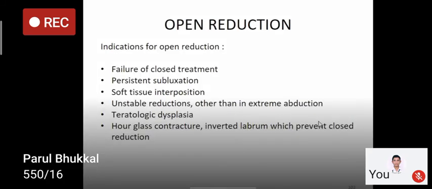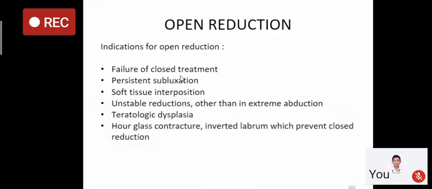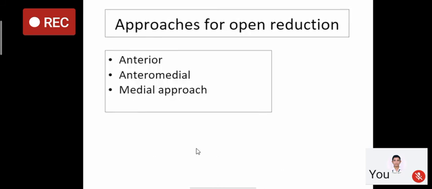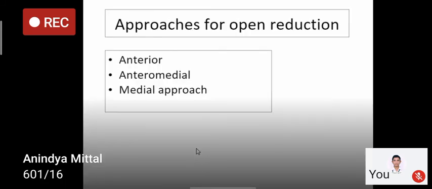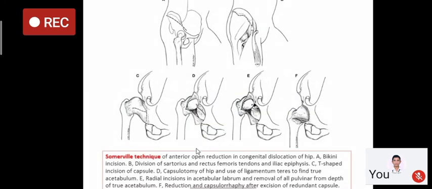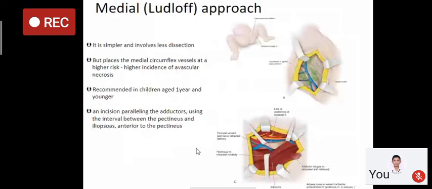Open reduction indications are failure of closed reduction, persistent subluxation, soft tissue interposition, unstable reduction, teratological dysplasia, and hourglass contraction, inverted labrum. These prevent closed reduction. There are different approaches for open reduction. How can you approach the hip? You don't need to remember this. You can approach the hip from the medial side, the Ludloff approach.